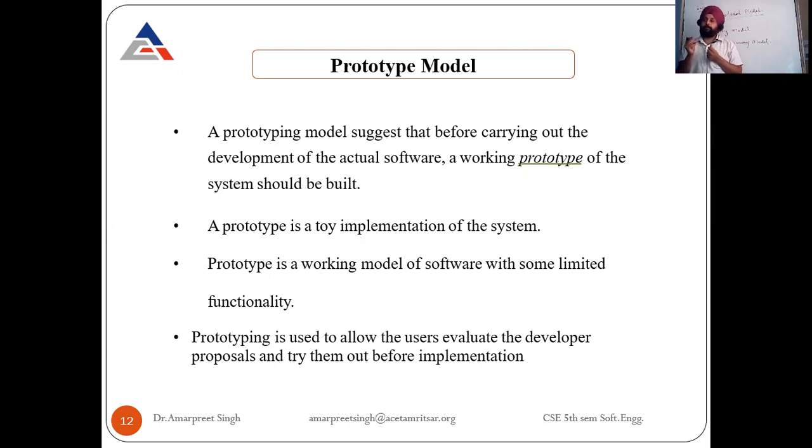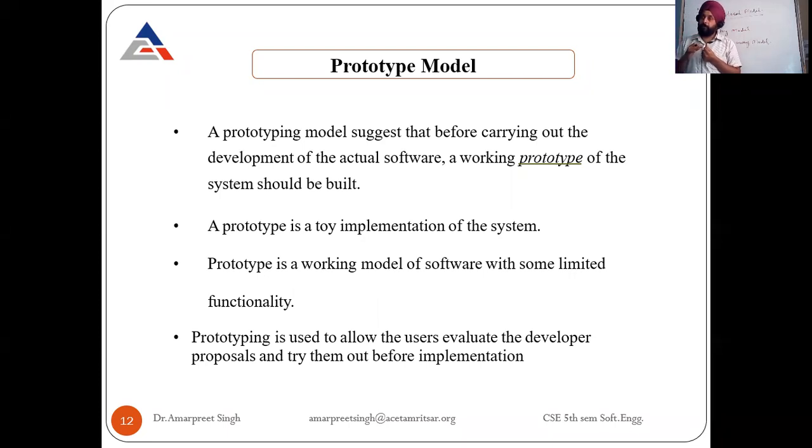We can say some small part should be made and we can see. So a prototype is a toy implementation of the system, not the actual system. Just another toy copy of the system. So a prototype is a working model of the software with some limited functionality. Not all the functionalities are there. All the capability is not there. With very few capabilities, we make a prototype of the final product which was desired.